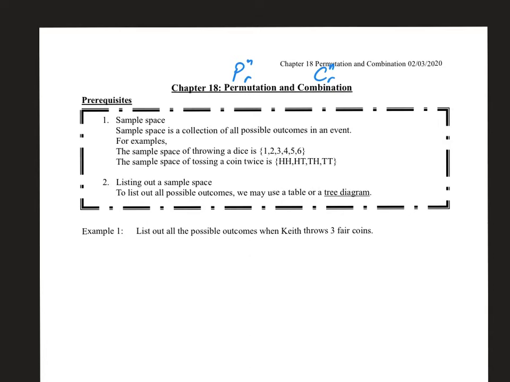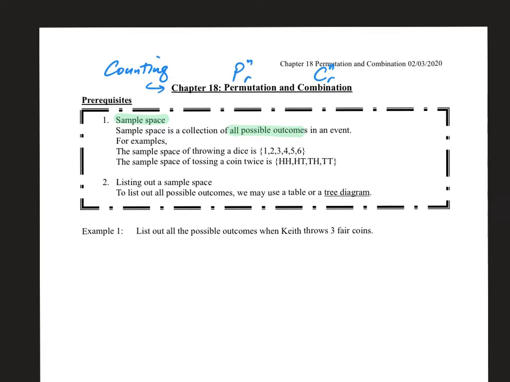So the words look very terrible, right? But indeed, in this chapter, we are talking about counting only. We're counting something. Before we come to the details, let's take a look at some special terms first. First of all, there's a term called sample space. It's about listing out all the possible outcomes when you are doing a certain action.